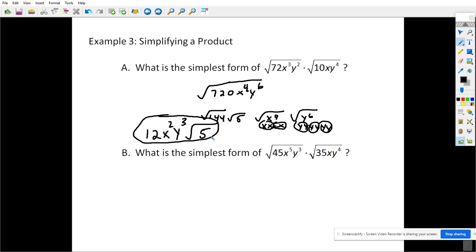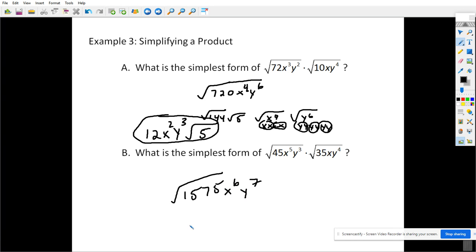How come there's no variables left underneath? Because the index is 2, and when I divide 4 by 2, it comes out evenly. There's no remainder. Okay, so again, same thing with this problem. You have the square root. You can multiply 45 times 35, and it gives you the square root of 1575. Some large numbers here. X to the 6th, y to the 7th.